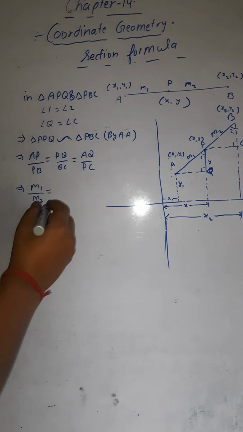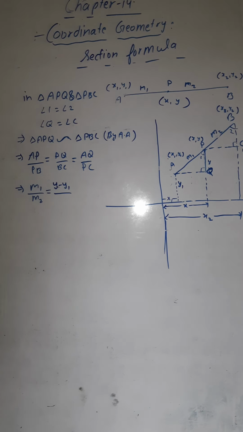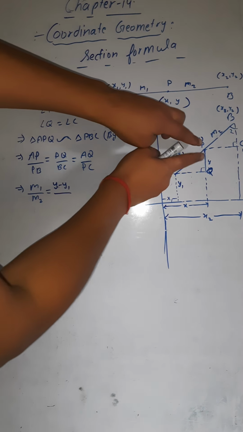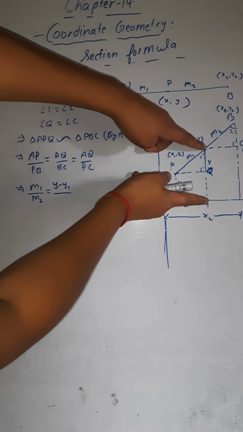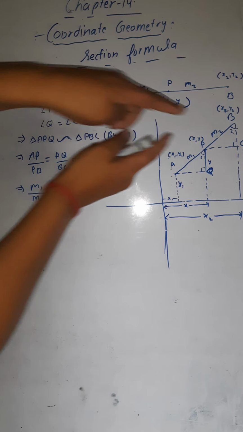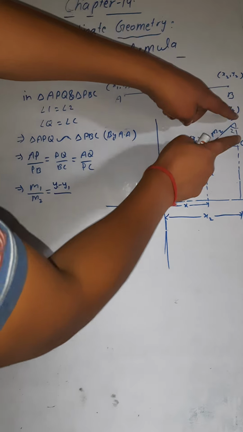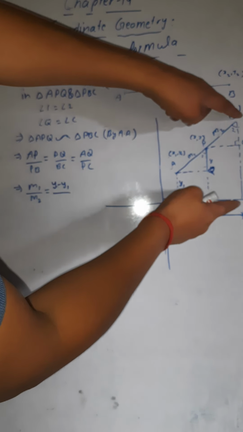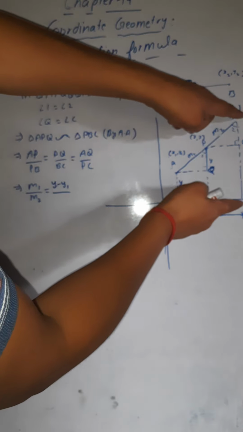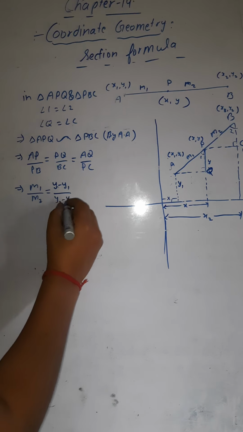So in place of PQ I can write y minus y1. Getting this or not? PQ, let me tell it again, this distance we have to find. But I know this distance, that is y, and this distance is y1. So PQ is y minus y1. Getting this? Similarly, BC. If I ask you BC, look there. This distance is y2 complete from here to here, and this distance is y. So y2 minus y will be BC.